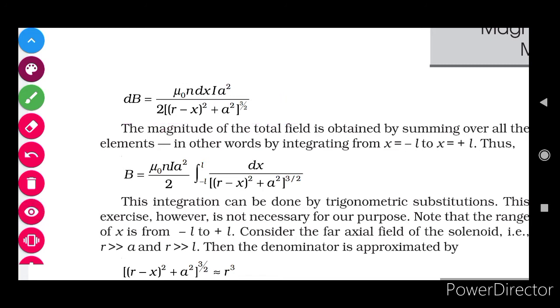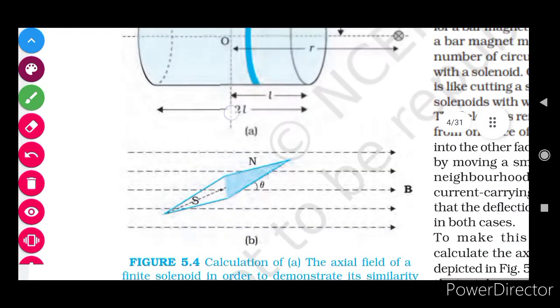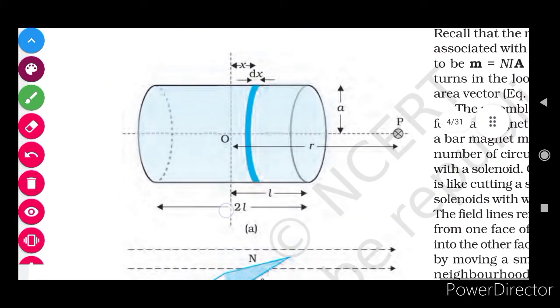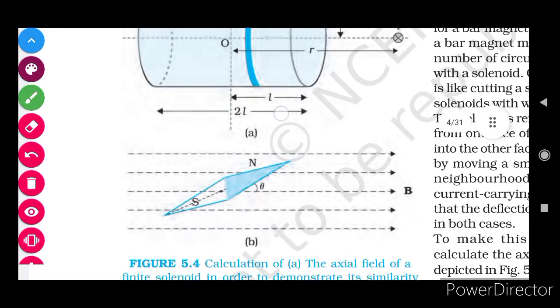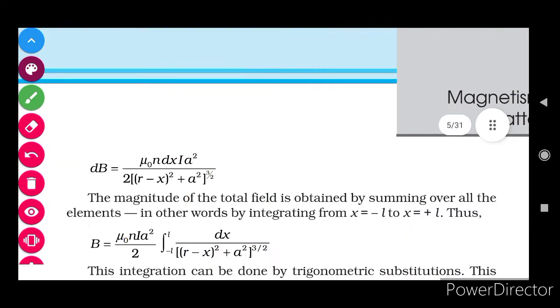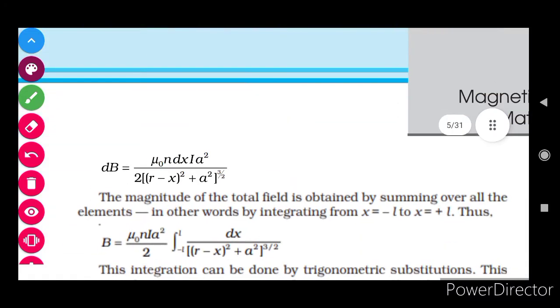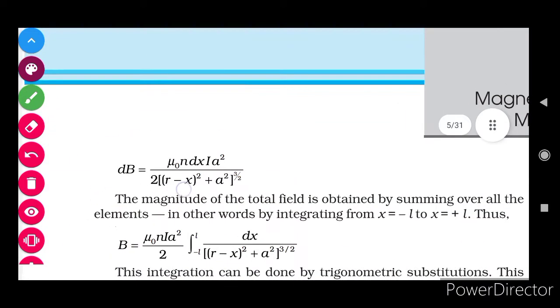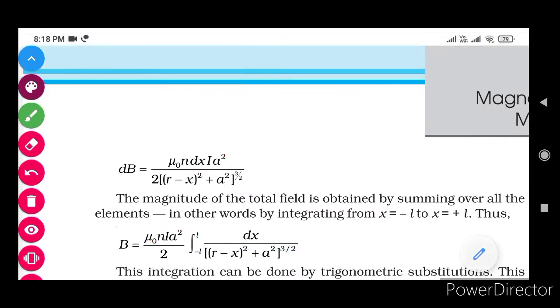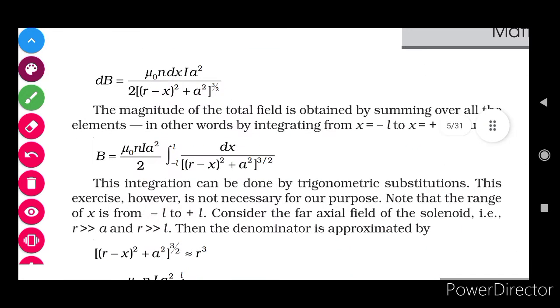Here you see the distance is r minus x. We have taken the current element at distance x from the center of the solenoid, and this distance is r, so this distance will be r minus x. That's why there is r minus x here, plus a square. You have to consider the last chapter and that particular article, and you will see that the expression is more or less the same, the only difference is r minus x. I already told you why there is r minus x.